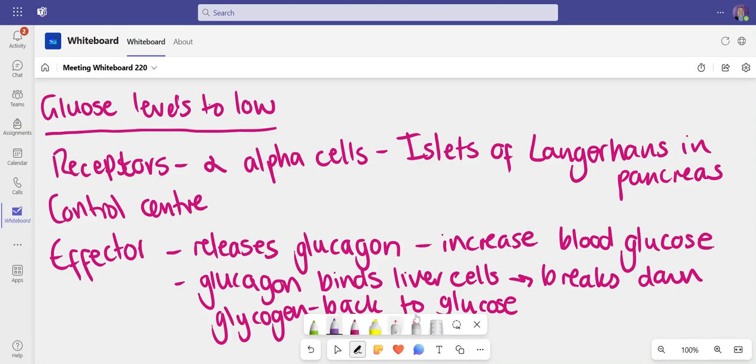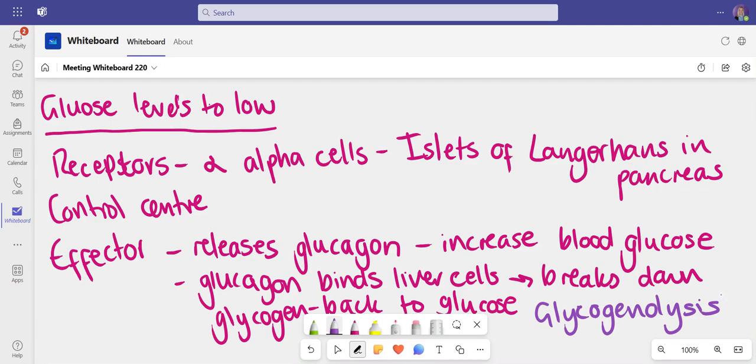Now, like the other one, it has a fancy name. This time it's called glycogenolysis. Lysis means to break down, doesn't it? So glycogenolysis: glycogen is being broken down.